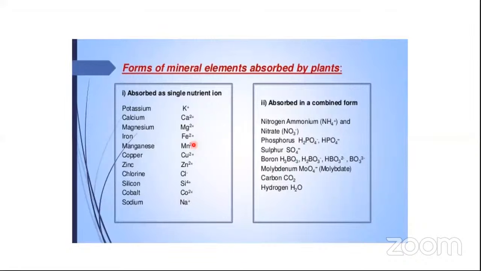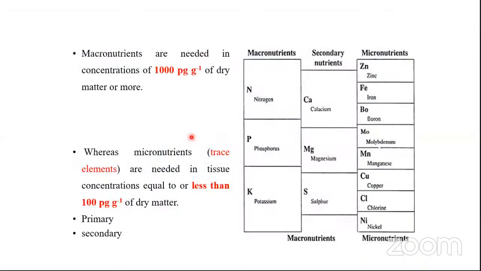And students, we will now discuss micronutrients and macronutrients. Macronutrients are needed in a tissue concentration of 1000 picogram per gram of dry matter and more. Whereas micronutrients are needed in very trace, very small amounts, in tissue concentration equal to or less than 100 picogram per gram of dry matter. There are two kinds, primary and secondary, as explained very well. These are the macronutrients, and these are the secondary and micronutrients, which I have explained.